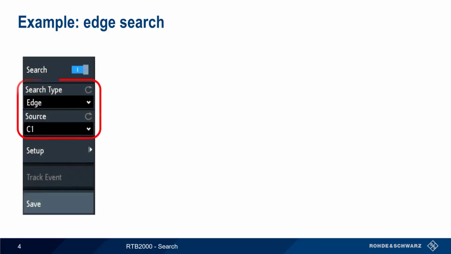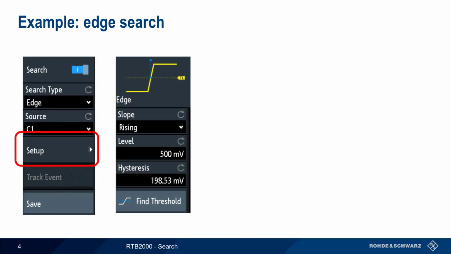Let's start with a high-level overview. In this case, we'll use search to find edges in our waveform. We start by enabling search and then choose both the search type as well as the channel we want to search. The next step is using setup to configure the parameters for this type of search.